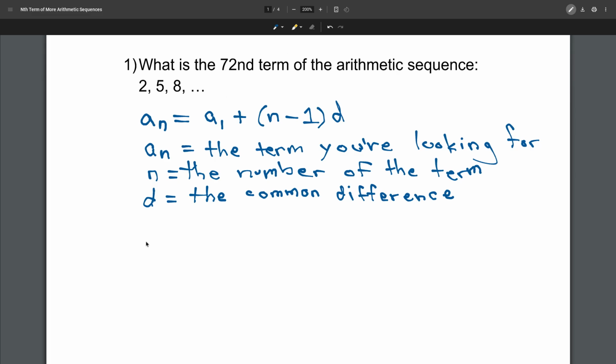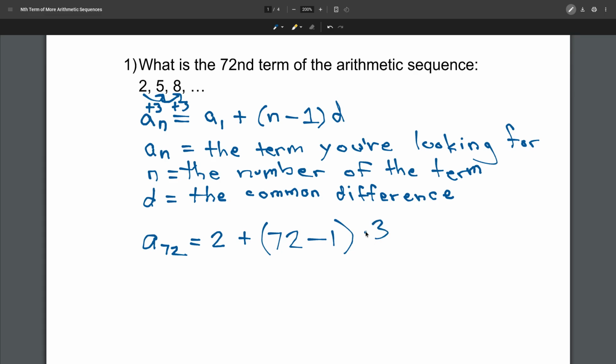So in this one, we're looking for the 72nd term. So we'll say a sub 72, that's the math notation we'll use, equals the first term, so that's going to be 2, plus n is going to be the number of the term we're looking for, so 72, minus 1 times the common difference between each of these terms. So we add 3 each time we go up to the next term. So we're going to multiply by 3.